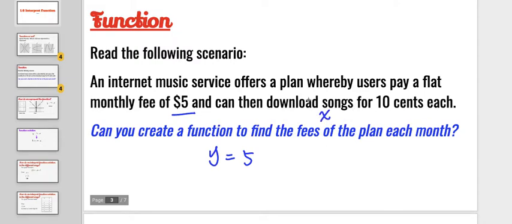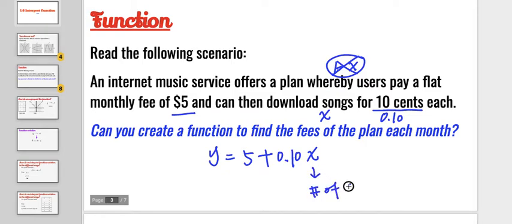Someone might say, hey, 10x. Some students already notice it's a mistake because since we're talking about dollars, you need to convert 10 cents to a dollar as well. So it's going to be this. The amount you need to pay depends on how many songs you download. So in this situation, y represents the final fee to pay each month, and x represents the number of songs you downloaded.